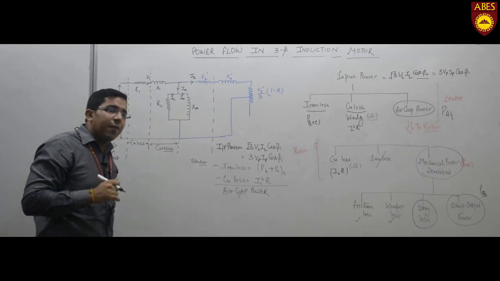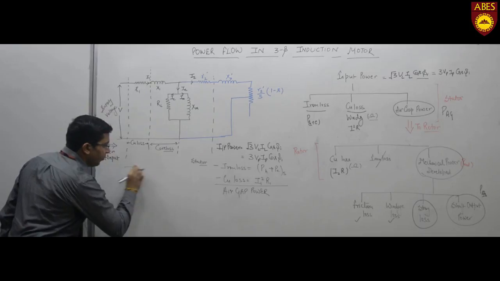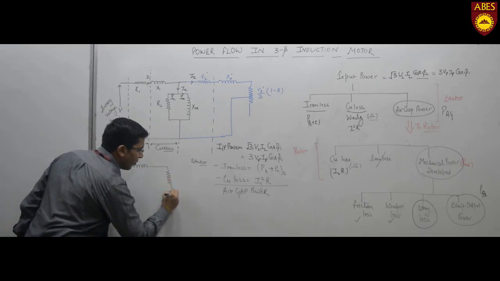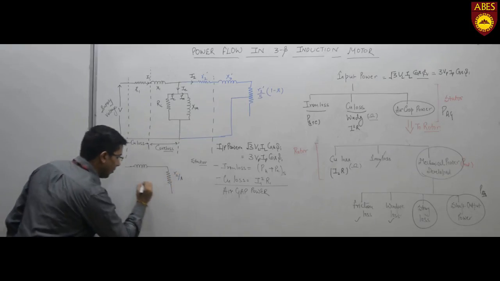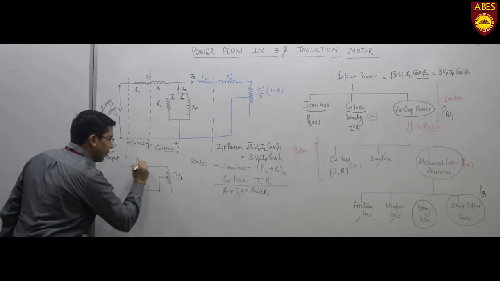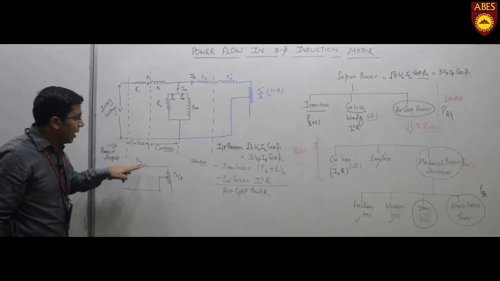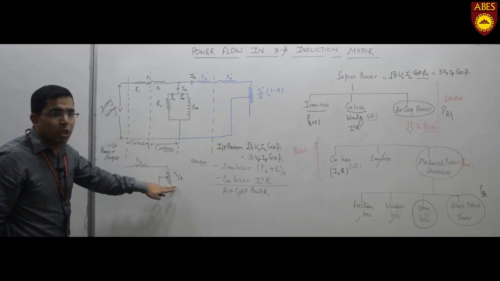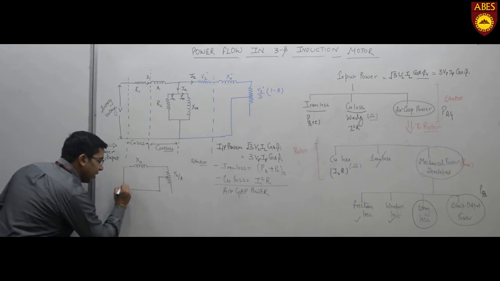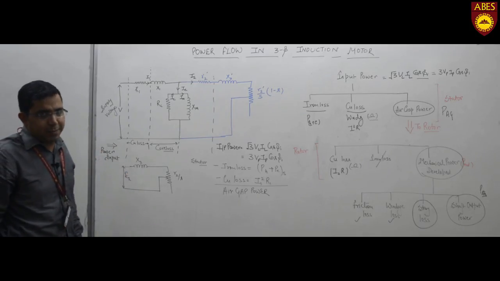Now if we go for the per phase analysis, the circuit for the rotor can be given by this circuit, where X2 represents the rotor inductance and R2 by S shows the equivalent rotor resistance. Now E2 is the induced EMF per phase.